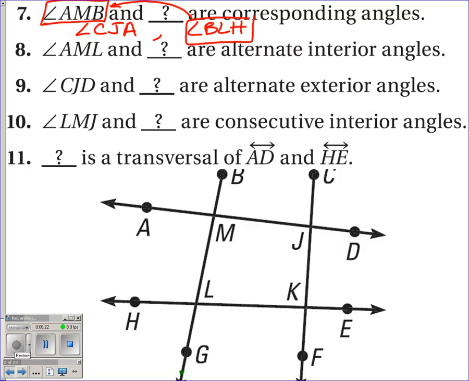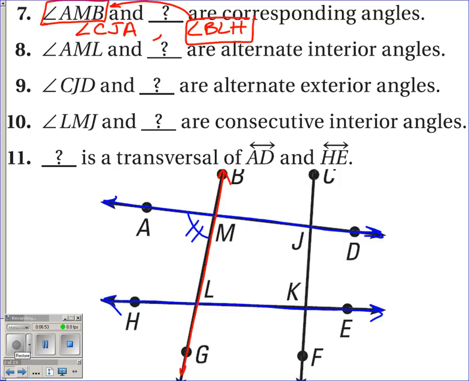Well, angle AML. So let's take a look. AML right here. Well, again, if we want to be alternate interior, it's got to be in between two lines. This is in between line AD and line HE. That's the interior part. And alternate means it has to be on opposite sides of the same transversal. So I'll mark this as BG again.